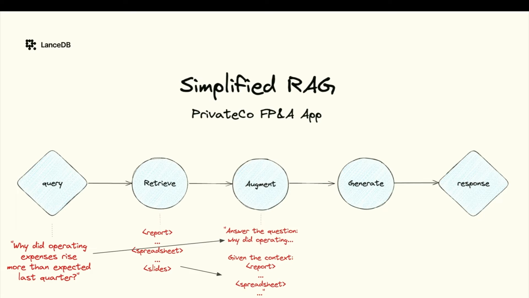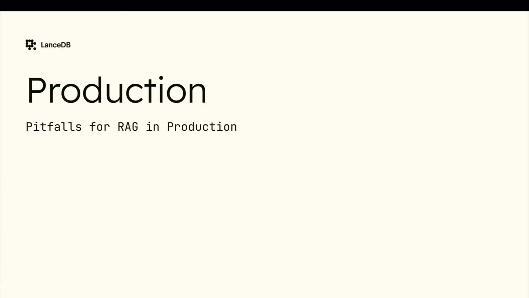Once you retrieve the relevant context, the prompt becomes: answer the question, why did operating expenses rise more than expected last quarter, given the context that you retrieved. Of course, then you call an LLM to generate this, and you get an answer back, something like, the 2 biggest factors that contributed to the increase were, blah, blah, blah. Okay, so problems for doing this in production. Number one is scale.